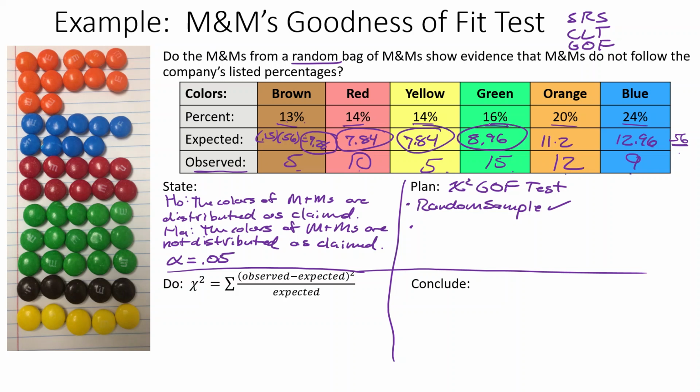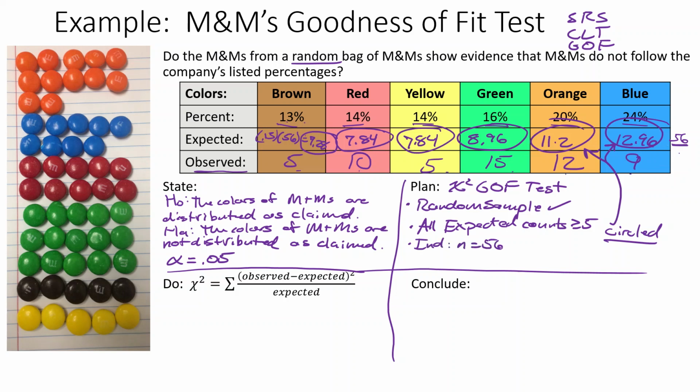The large counts, these are the expected values. These are the counts, and they are all greater than 5. So all expected counts are greater than or equal to 5, and there they are up there, circled. You do have to show it somewhere on your paper and draw a line or something to say that that's where your expected counts are. All right, and independence, our n here is 56, which is surely less than 10% of all M&Ms. So that checks out.